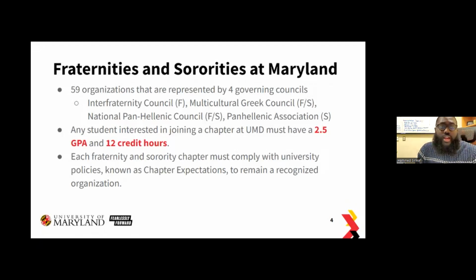So one big thing here at Maryland is that we do care about academics in our community. So any student that is interested in joining a fraternity and sorority at the university has to have a 2.5 GPA and 12 credit hours. So those that are transferring in do have some similar requirements that if you want to have some more information about that, you can ask at the end of the webinar. Also, each fraternity and sorority chapter here must comply with policies that are known as chapter expectations to remain a recognized organization. And Jordan will break that down for you.